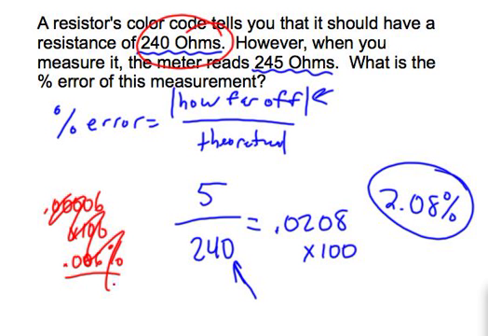So anyway, that's basically how you find percent error. And you can do this all the time. Like any lab you do, there's a very good chance at some point they'll ask you to calculate percent error. The other thing is, if we want to be more specific, we could say that we're 2.08% higher than the theoretical value, or lower if we were lower. That way you can differentiate between 245 and 235. But you know, it's up to you.